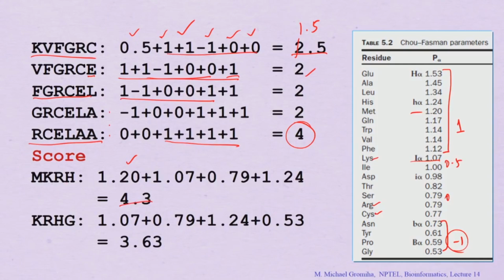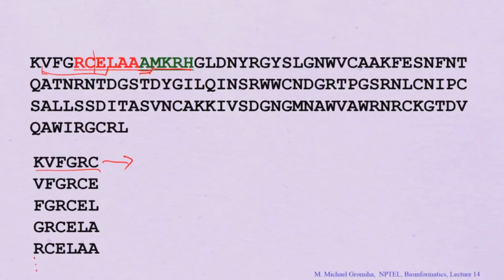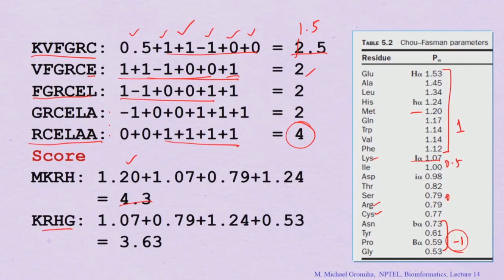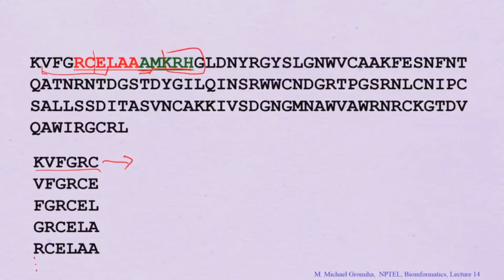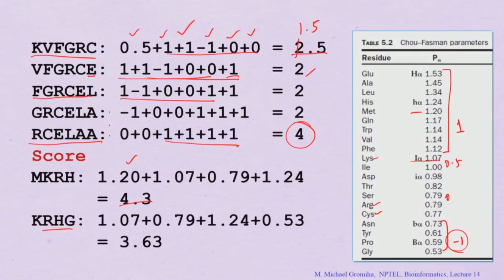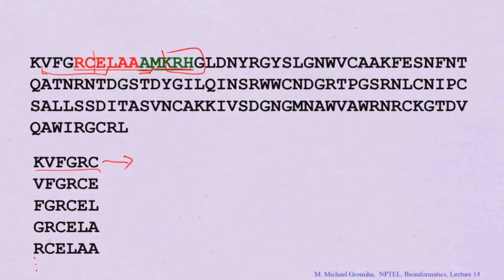Then add the next one. If you add one more, KRHG, the last four, you can see that if you add this, the number goes down to less than 4. So you cut here. Now the segment starts from this lysine, or you can start from R, where it is 4, and go up to here. This is the segment which can form an alpha helix.